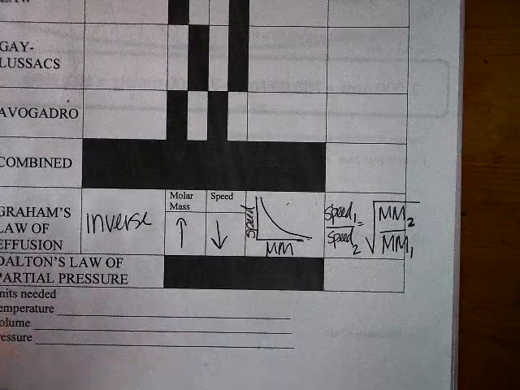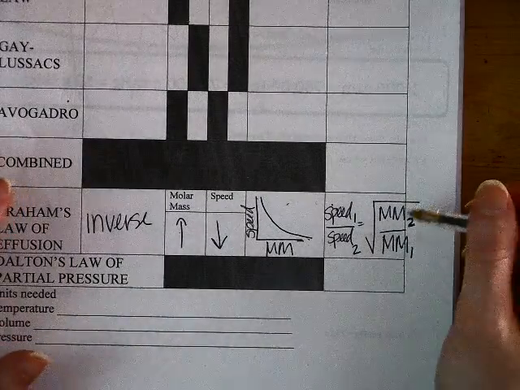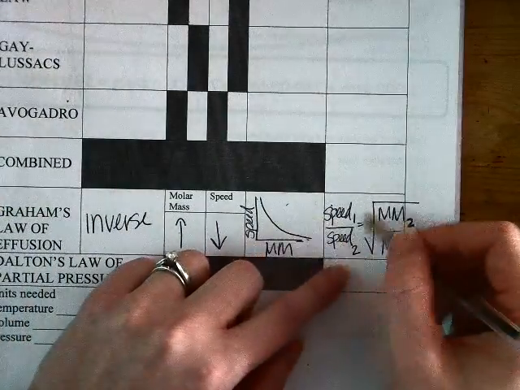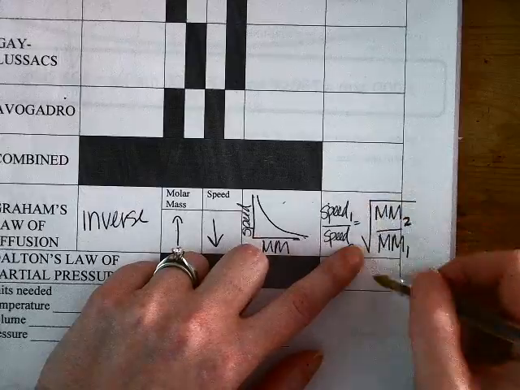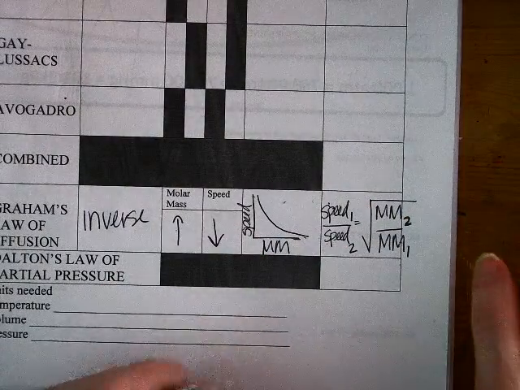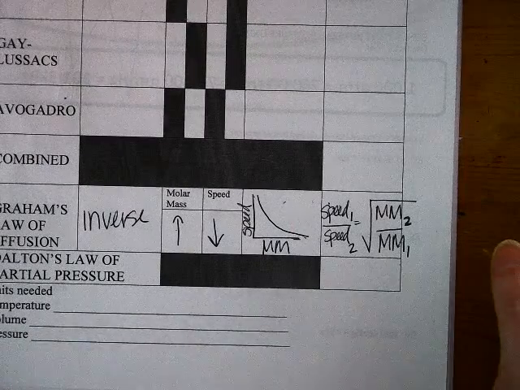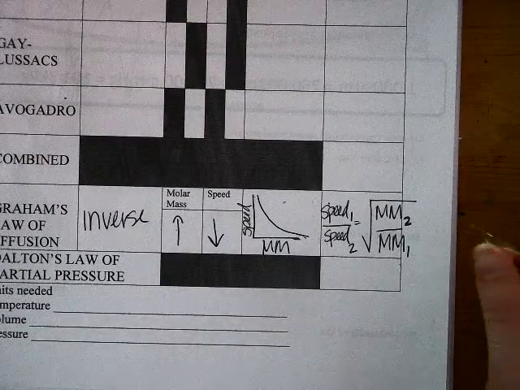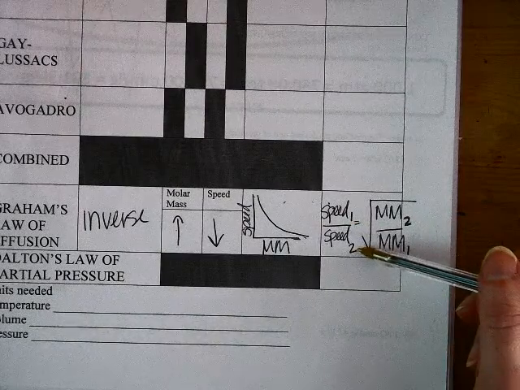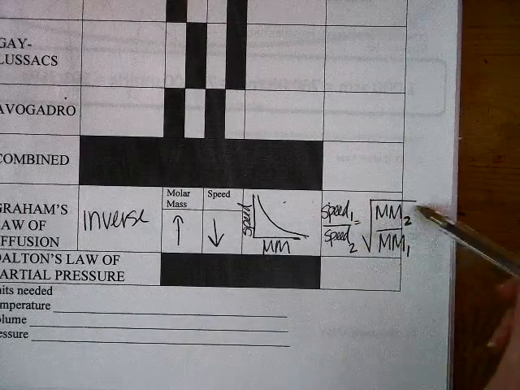Yep. And with the molar mass, so we square, because if you square both sides of this, the square root goes away. And then you just multiply. No, it wouldn't matter if you put 2 on top and 1 on the bottom. They do have to be diagonal from each other though.